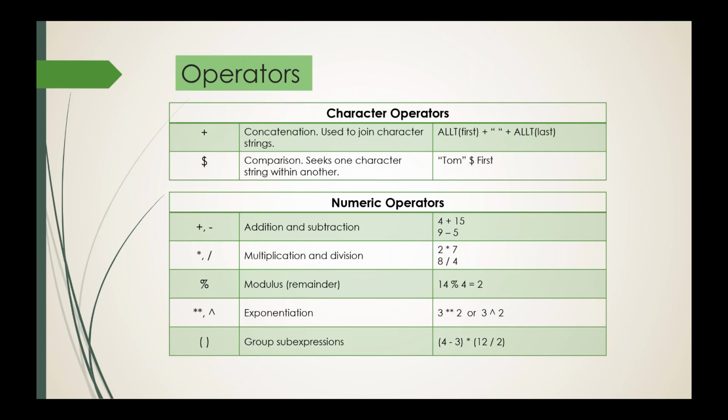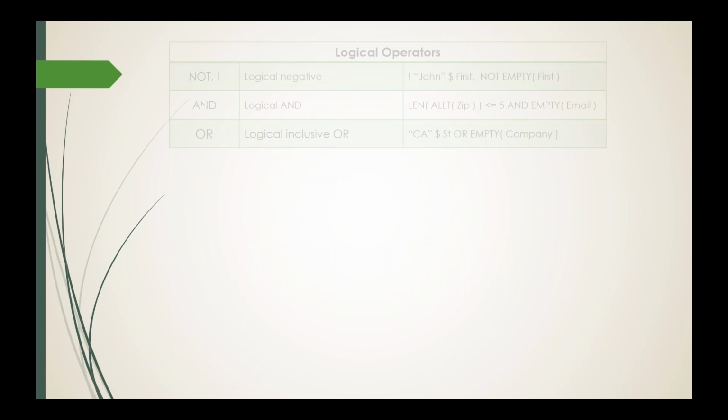Then we have exponentiation, which is either a double asterisk character or a caret sign. That's shift 6 on your keyboard. So that's going to be 3 to the second power. And then we can also group sub-expressions using our parentheses. Similar to the mathematical order of operations, everything inside those parentheses is going to be processed first, and then it'll process the rest of that function.